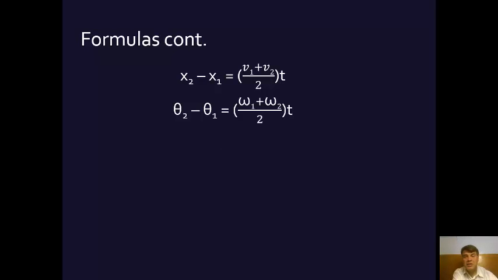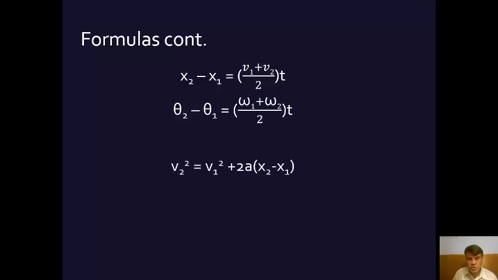So here's another formula from Chapter 2. Distance 2 minus distance 1 equals the average velocity times t. So same thing. Theta 2, the distance around it ends up, minus theta 1, the angular distance from where it started, equals the initial angular velocity and the final angular velocity added together divided by 2, that's the average angular velocity, times the time that has elapsed.